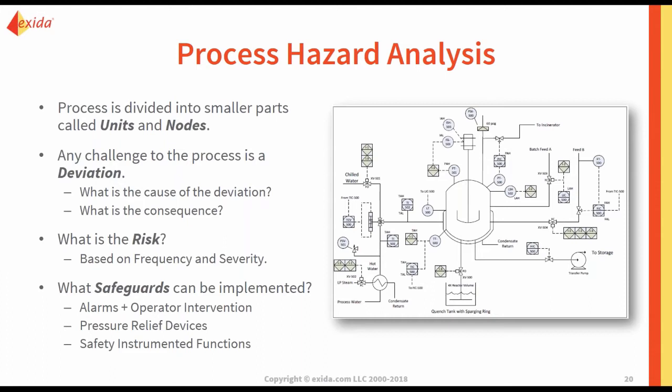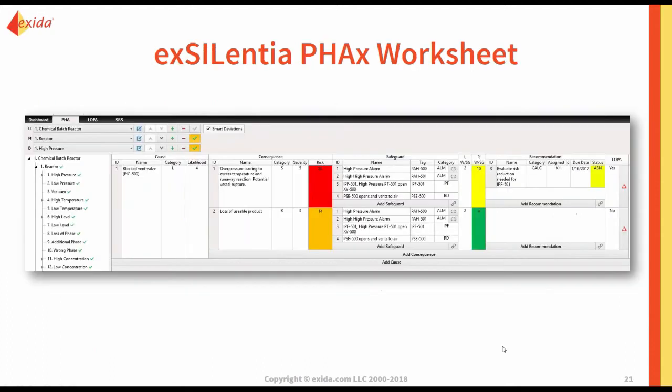Then you want to document all of the safeguards present, and that can be implemented. So these are going to include alarms with operator intervention, pressure relief devices, and safety instrumented functions. So that's how it works for safety. And this is an example of how that would look in a PHA worksheet.